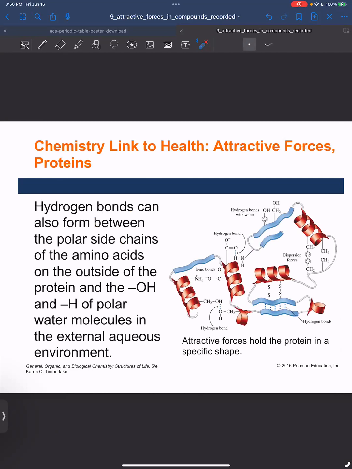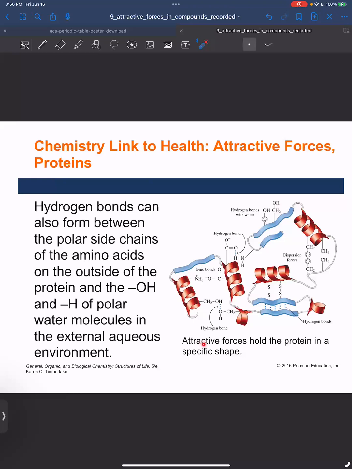Hydrogen bonds can also form between polar side chains of the amino acids and the polar water molecules in the external aqueous environment. Aqueous just means it's in water, and our bodies are mostly made of water. And so those proteins can also form hydrogen bonding with the aqueous environment.